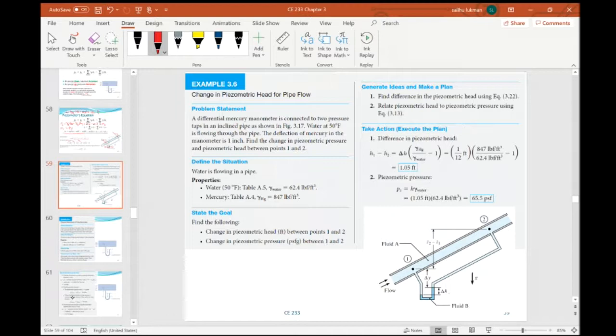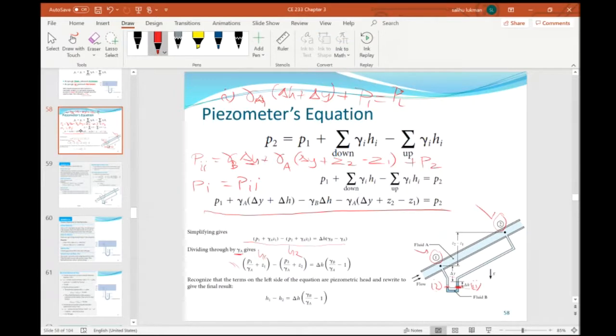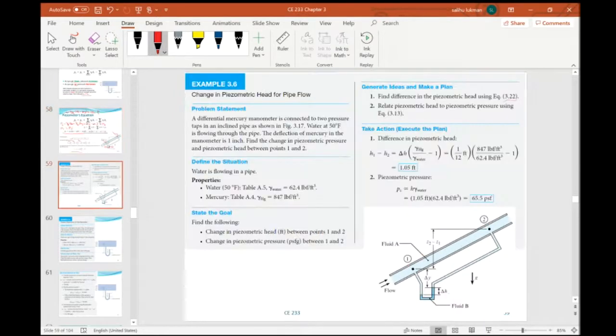So here we generate ideas. We should find two things: the difference in the piezometric head using equation 3.22, and relate piezometric head to piezometric pressure using the other equation. Don't forget this is the equation which we already derived. It is the same figure. So the difference in piezometric head is H1 minus H2, so this is delta H.